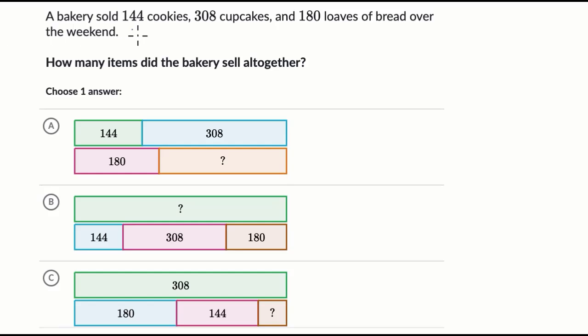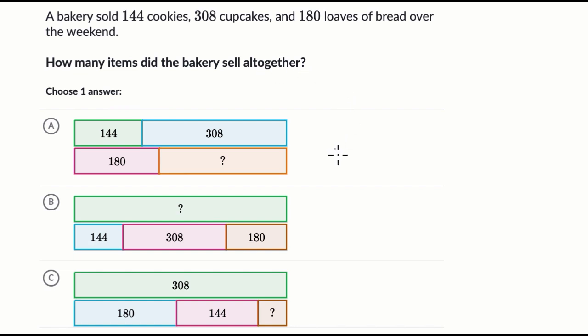We're told a bakery sold 144 cookies, 308 cupcakes, and 180 loaves of bread over the weekend. How many items did the bakery sell all together? So what we need to do is pick the strip diagram that would actually help us answer this question.